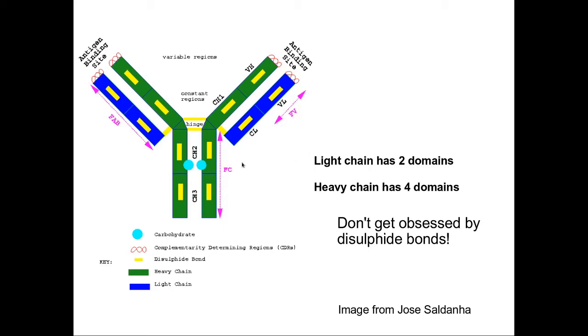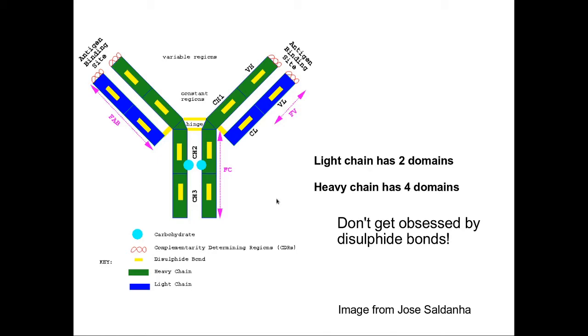Now, one of these complete arms consisting of VL and CL, so this is a constant light chain domain, and in the heavy chain, VH and CH1, the first of the constant domains in the heavy chain, this whole arm is known as a Fab fragment, fragment antigen binding. And the stem of the Y shape is known as the FC, that's the fragment crystallizable.